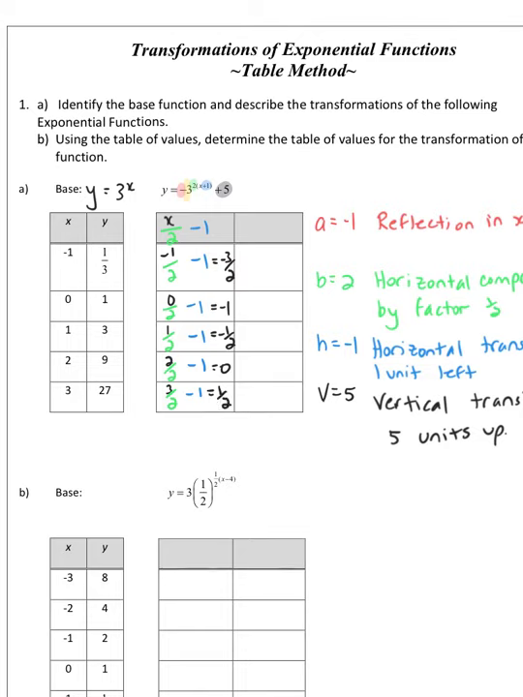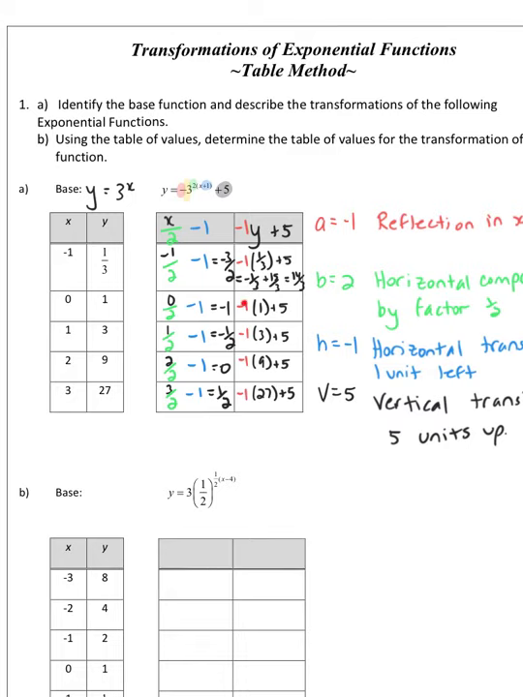And now I will apply a and v to my y values. So the y value is being multiplied by -1, and then we are adding 5. So for the first one, I have -1 times 1/3, which is -1/3. And then I'm adding 5, so I need a common denominator, so that'd be 3, so it's 15 over 3. Add the numerators to get 14, so that's 14 over 3.